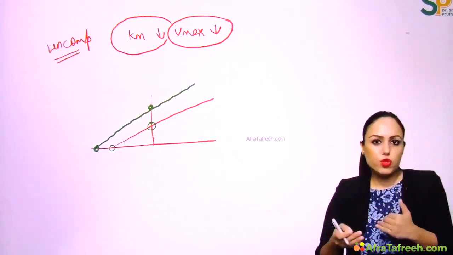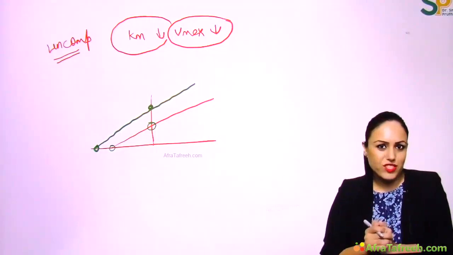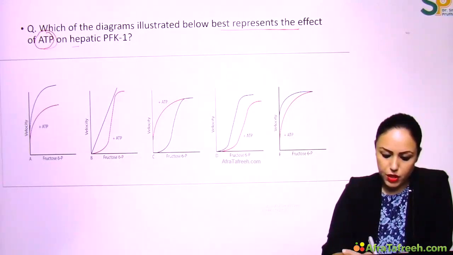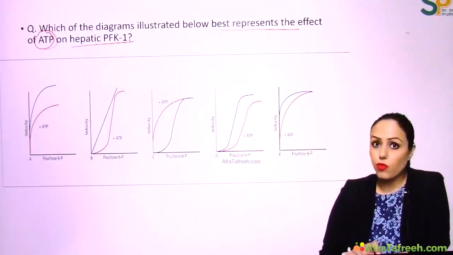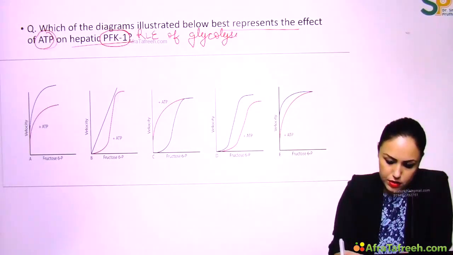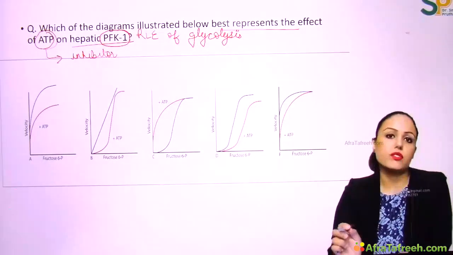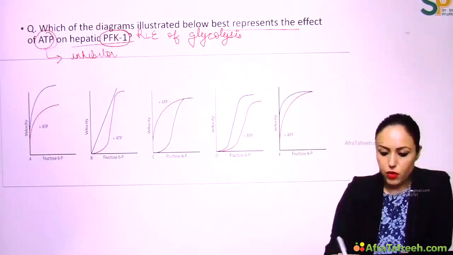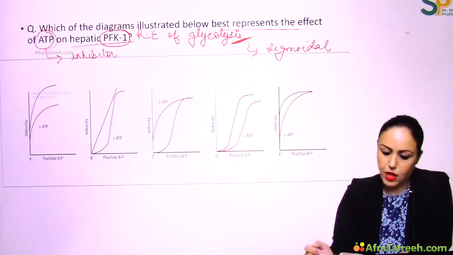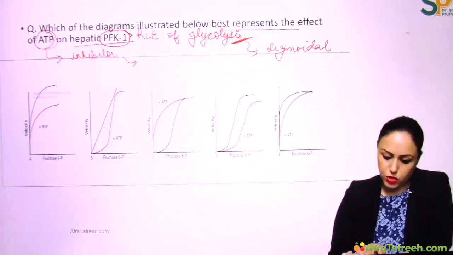So this is it with the theory portion of the topic. Now let me tell you some questions which will help you a lot, right? So let's do the questions. So read the question. Which of the diagram illustrated below best represent the effect of ATP on hepatic PFK1, that is phosphofructokinase 1, which is rate limiting enzyme of glycolysis. And ATP is the inhibitor of this regulatory enzyme of glycolysis. I told you, for rate limiting or regulatory enzymes, the graph shape is sigmoidal graph, and the inhibitor will bring the graph towards downside.